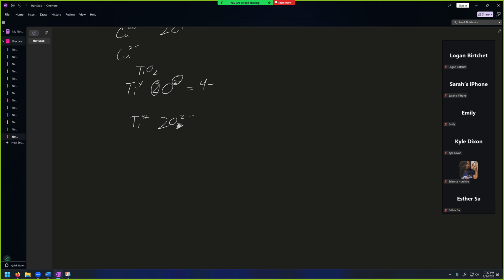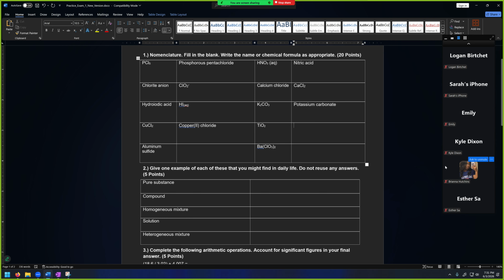In order to convert this into a chemical name, we'll just call it titanium. Remember, the first element always just keeps its name. We open a parentheses, Roman numeral 4, you start with the I and then the V, close parentheses, and then oxygen becomes oxide.